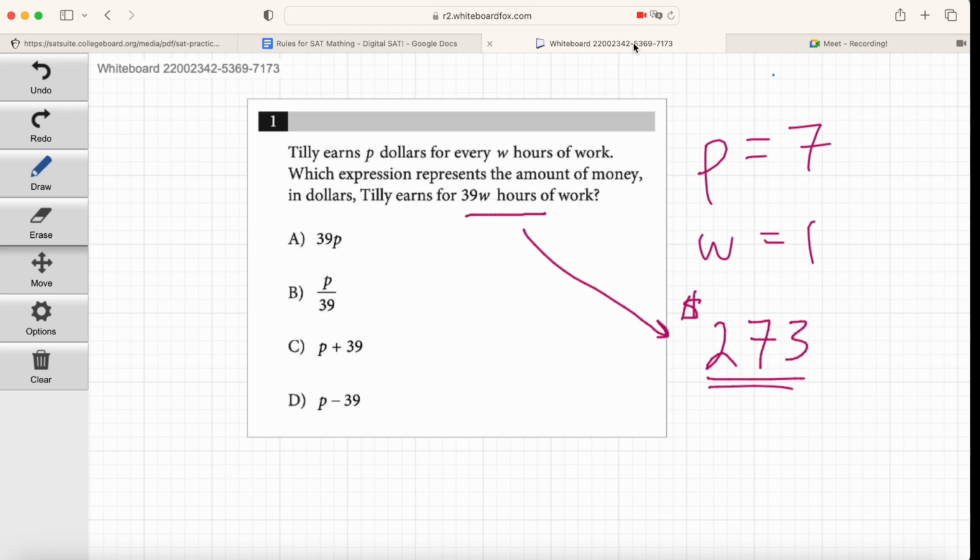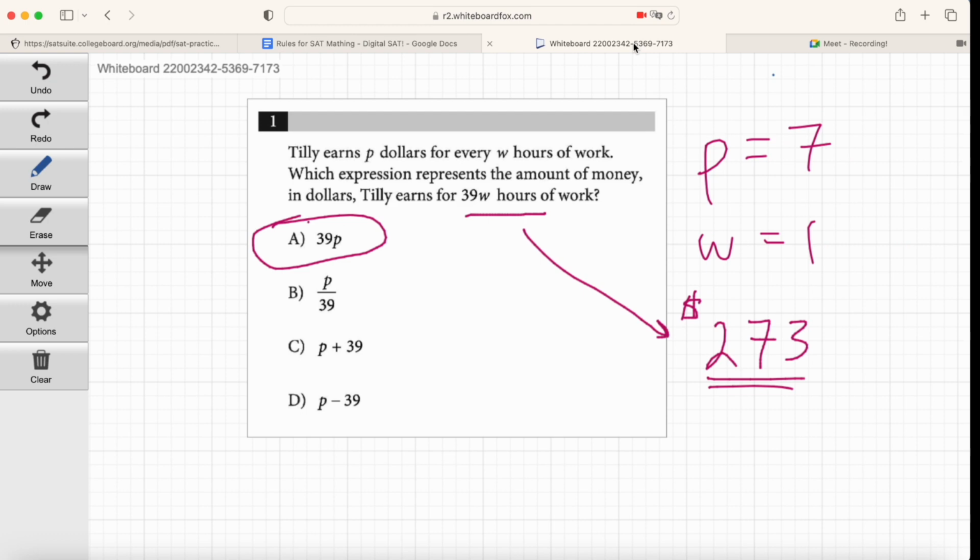Look at the answer choice. You might be able to just look at them right now and tell me what the right answer is. I'll bet you can, because it's basically the calculation we just did. It's going to be A. Absolutely. It's A, right? Because if P is 7, we're going to get 273 when you multiply them. And that's the calculation we did. Does that make some sense?